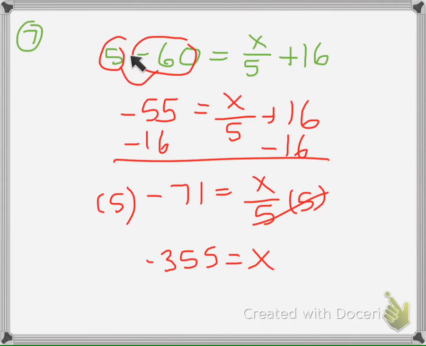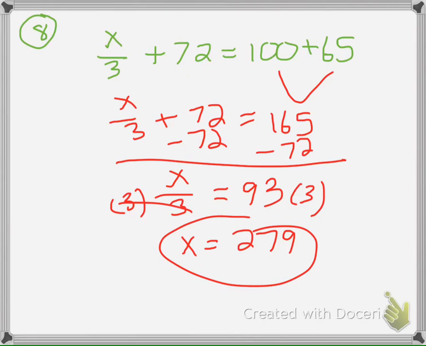Okay, number 7, combine my like terms. I tricked you on this one. My like terms are not on the side with the x, they're just over here by themselves. So I have 5 minus 60 is -55. Bring down the rest of the equation. I need to subtract 16 on both sides to get rid of it. And I end up with -71 equals x over 5. To get rid of the 5, I have to multiply it on both sides. And then 5 times -71 is -355. That's my final answer.